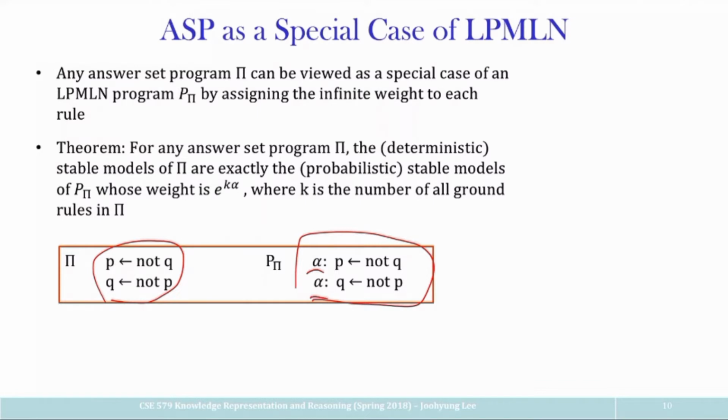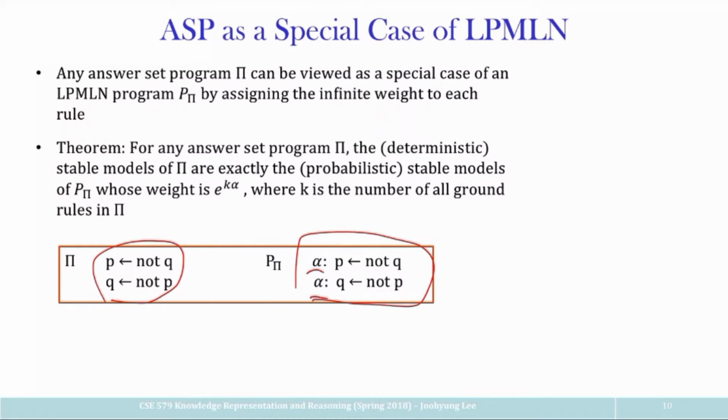So that gives the hint to the question that I'm going to ask. For any answer set program pi, the deterministic stable models of pi, which means just the stable models of the Clingo program that you saw before, are exactly the probabilistic stable models of the LPMLN program P pi, where P pi is obtained by this simple translation. Now, among all these probabilistic stable models, you only look at the stable models whose weight is e to the power of k alpha, where k is the number of all ground rules. That seems to be too long a statement, so let's actually look at the example.